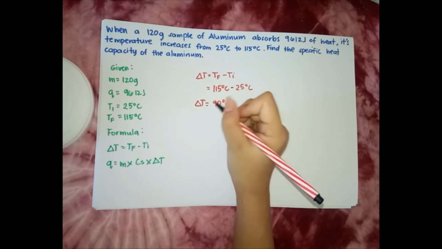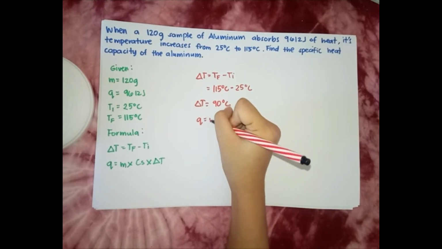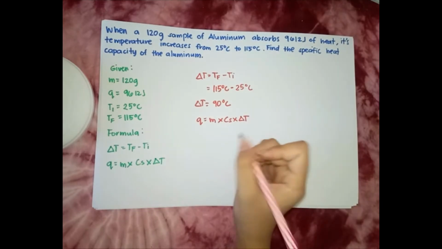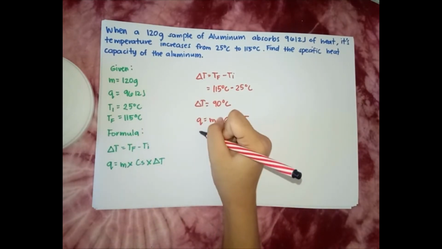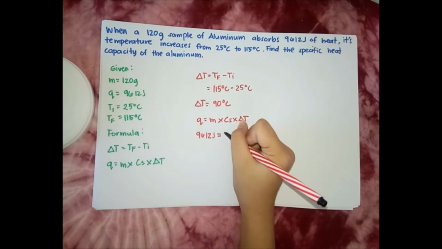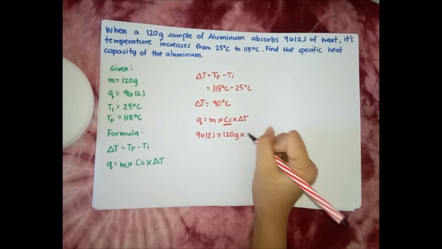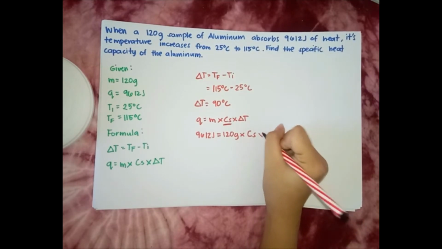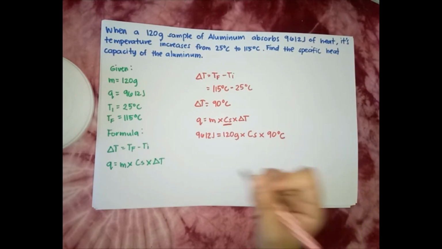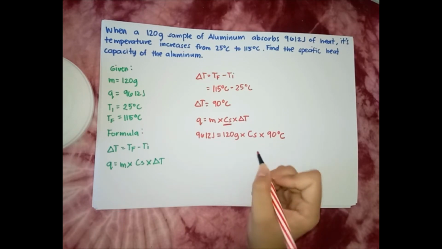For the next formula, we have Q equals M multiplied by specific heat times delta T that we solved earlier. Now we have 9,612 joules equals 120 grams times specific heat. Since we're searching for the specific heat, we're going to leave that there, and we're going to put 90 degrees Celsius here. So we're going to multiply both 120 grams and 90 degrees Celsius.